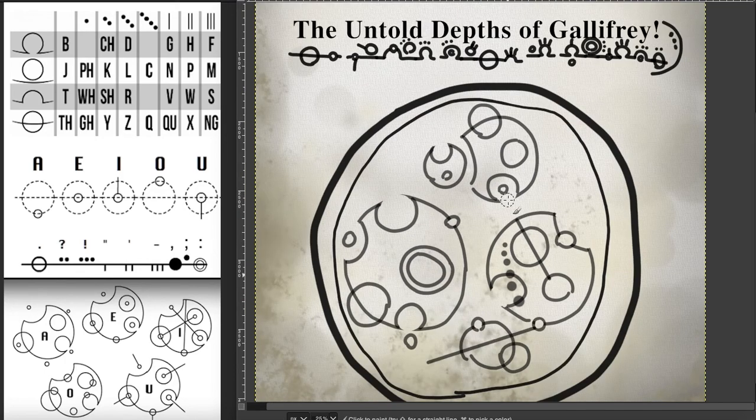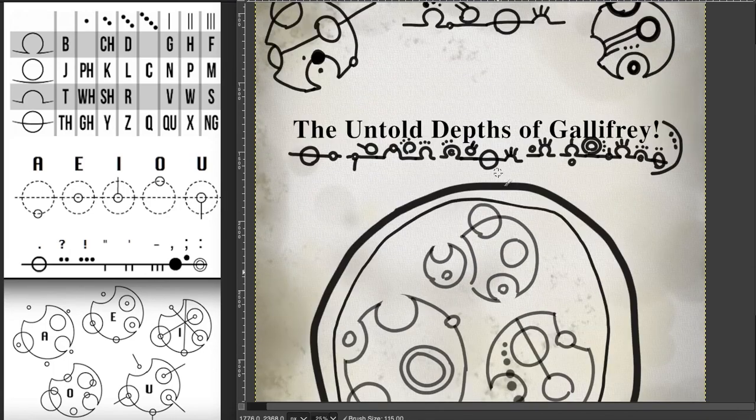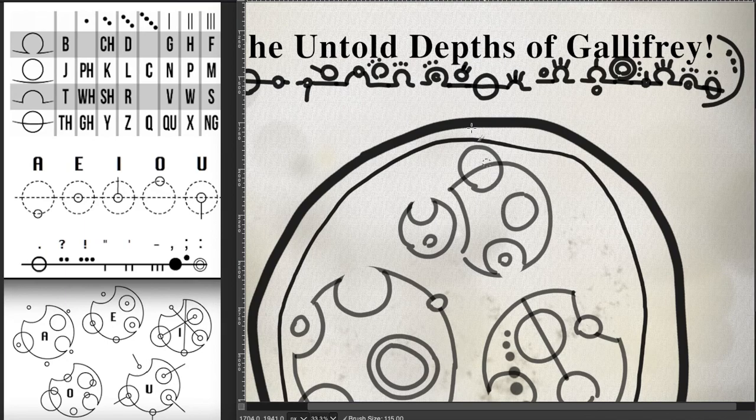Okay, so there's untold. Let me shrink up my brush. So depths, D, E, P, T, H, S. So let's add some dots on the D. So any dots I can connect it up to? I mean, kind of. I could kind of continue it, but then it'd be kind of close to this word circle. So I think I'm just gonna do like this.